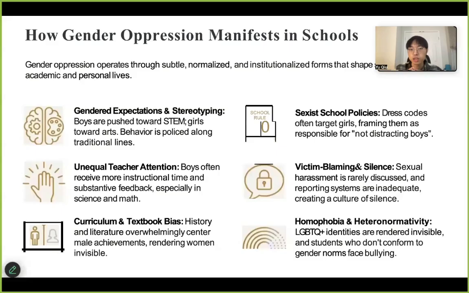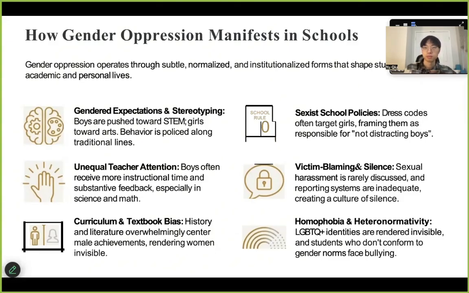How does gender oppression manifest in schools? Gender oppression operates through subtle, normalized, institutionalized forms that shape students' academic and personal lives. There are 7 categories of gender oppression. Look at this one, gendered expectation and stereotyping. In China, teachers and even students believe boys are suitable for STEAM, girls are more suitable for arts.